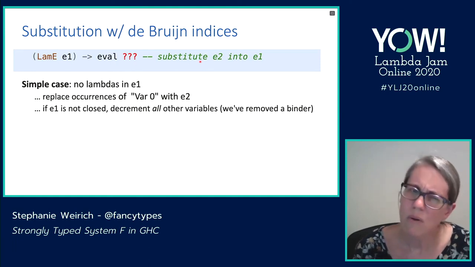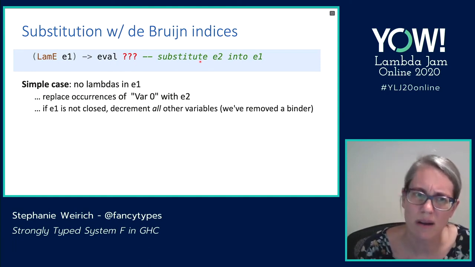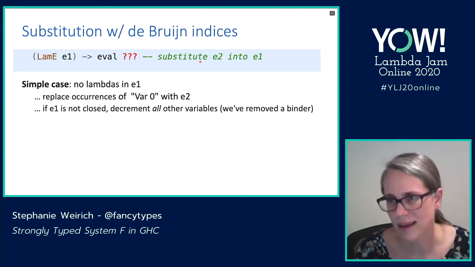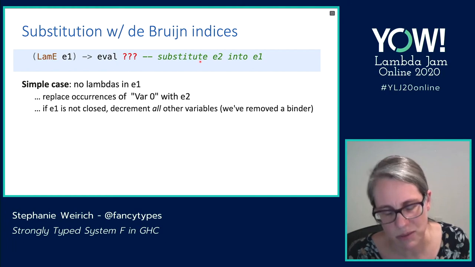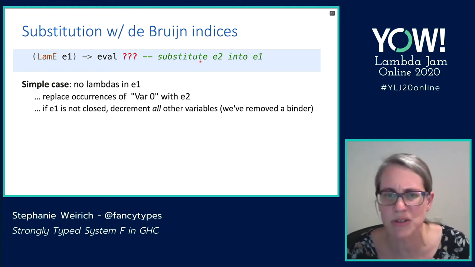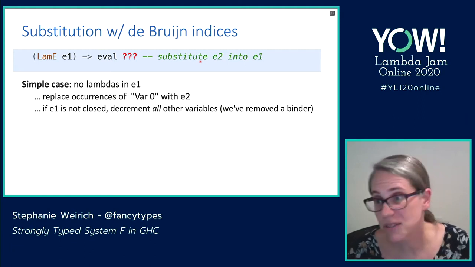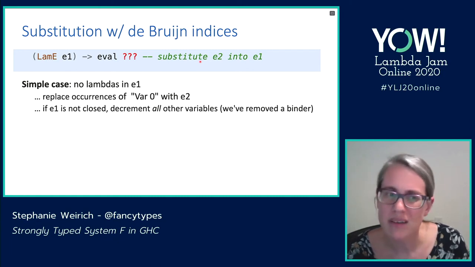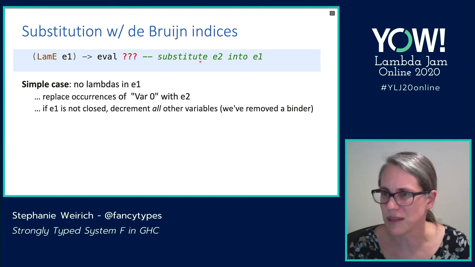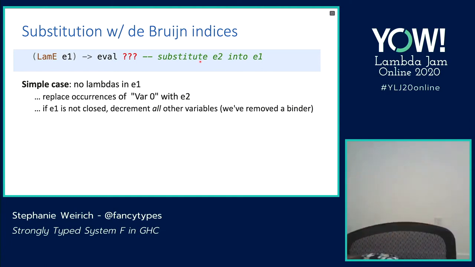But what if there was a situation where E1 wasn't closed? There were some free variables around. Now, maybe in this implementation with eval, I said I wanted to only do it for closed terms, but I want substitution to be general. I want to use it in other situations as well. So if E1 is not closed, I also have to do this other thing while I'm substituting. I have to decrement all other variables.